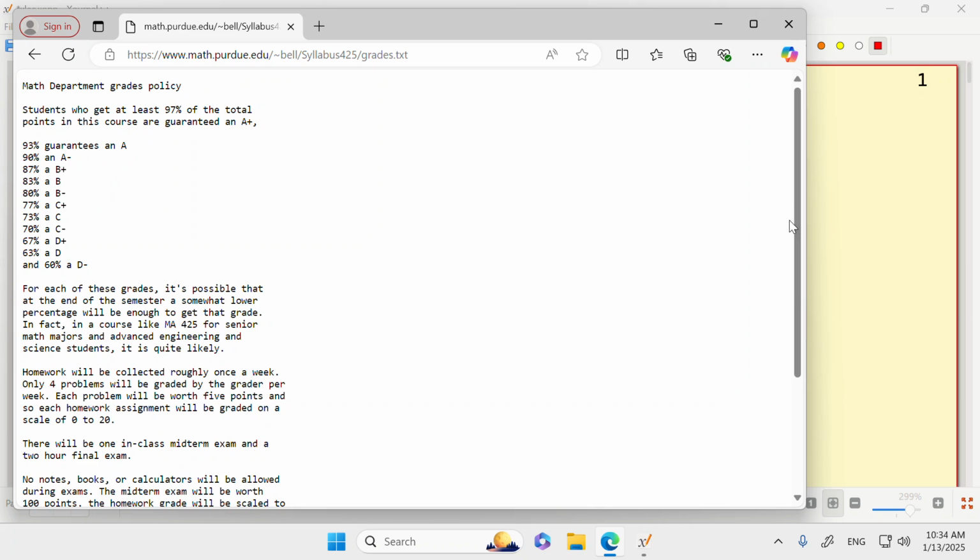There's going to be a midterm exam. This is all spelled out in that spot. I'll have a midterm exam and a final exam, and the homework. Those are the main components of the course.